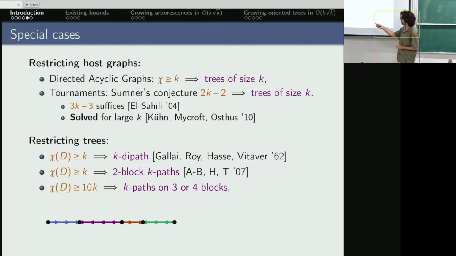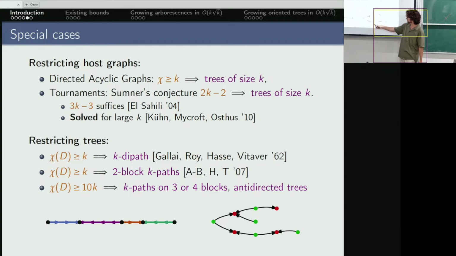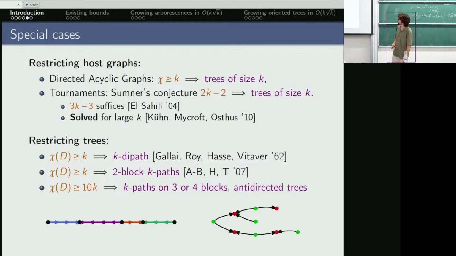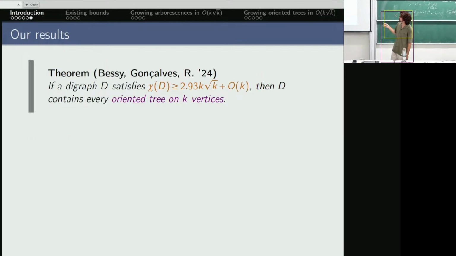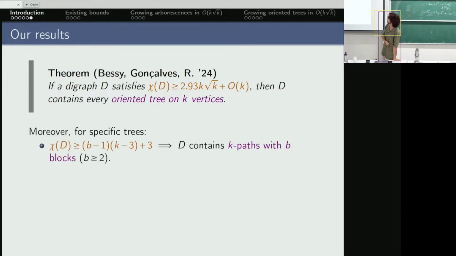There are also linear bounds for paths with 3 or 4 blocks, and for anti-directed trees, which are trees where every vertex is a source or a sink. So either it has all out neighbors or all in neighbors. So what we show is an improvement on the general bound of the form that if D has chromatic number greater than a constant times k square root of k, then it has all oriented trees on k vertices.